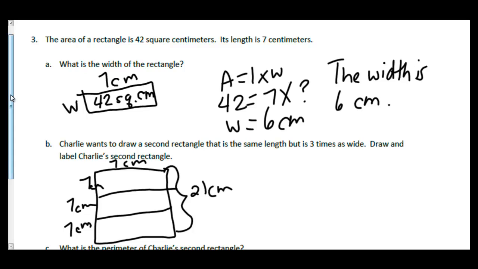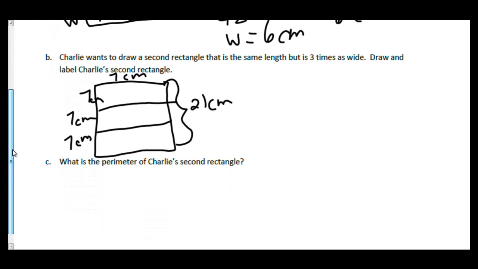All right, let's go on down to part C. What is the perimeter of Charlie's second rectangle? Again, I want you to pause the video and try to find the perimeter. Okay, I'm going to stick with that same perimeter formula that I've been using, which is 2 times length plus width. And I know I keep saying this over and over, it's okay what formula for perimeter you choose to use. This is just the one that I like best.